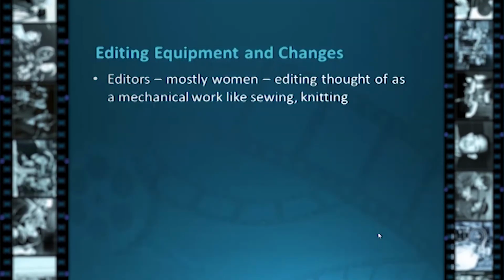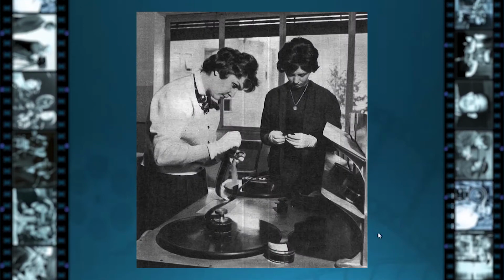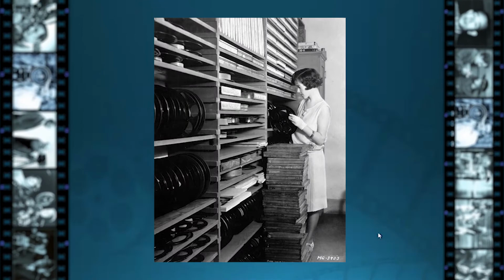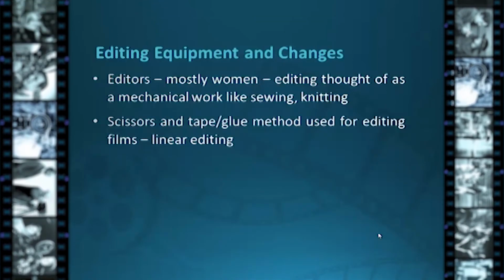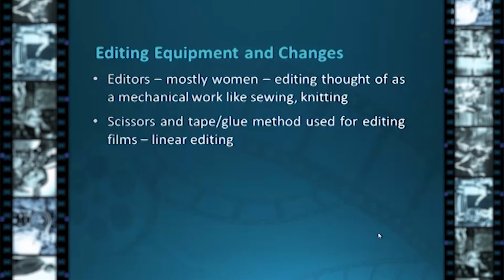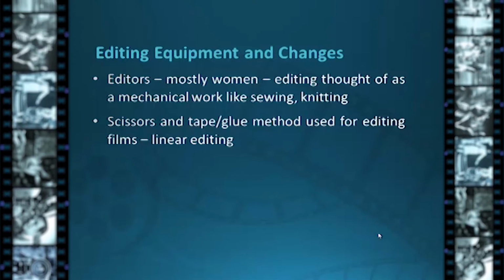Early on in the beginning, your editors were mostly women, right? Because editing was thought of as very mechanical work, something like sewing or knitting. The technique that was followed was the scissor, tape and glue method. So basically you would just cut a film and glue it together. It was a very linear process wherein you would have to start from the beginning of the film and then move on gradually till the end of the film. So this is what linear editing is known as.